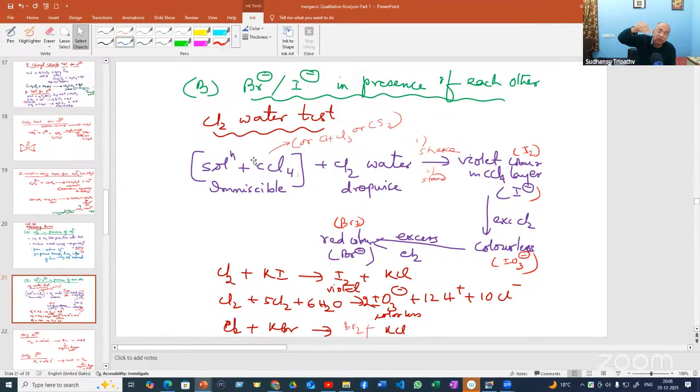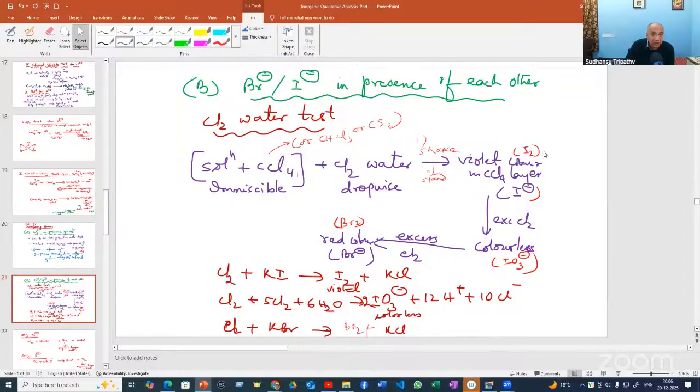Then add further chlorine water and shake. You have to shake and then let it stand. These two phases will separate, the organic phase and the aqueous phase. Then you will find the organic phase, the carbon tetrachloride layer, colored violet.